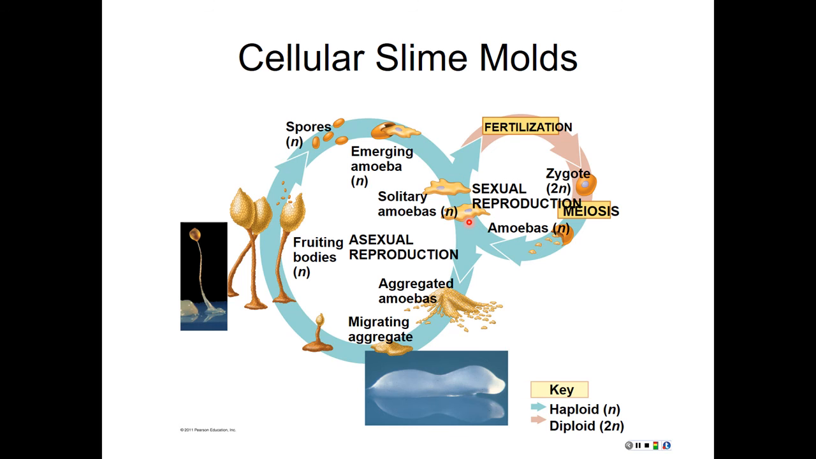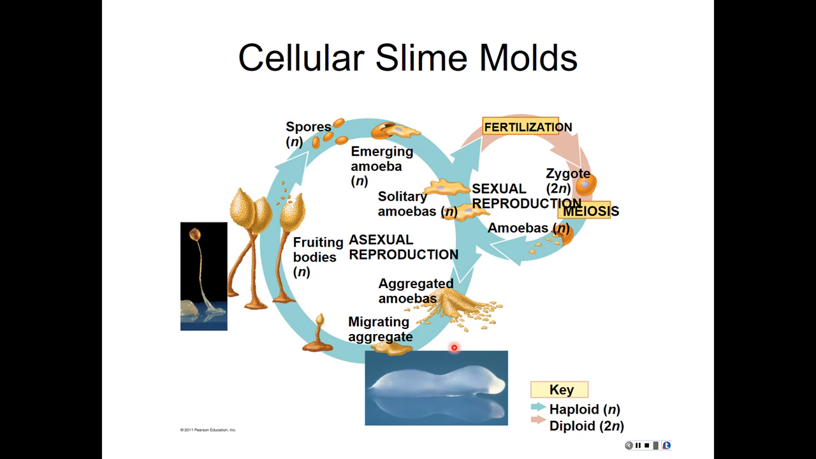And this aggregation is similar to a plasmodium, but the cells remain separated by a plasma membrane. So it's not like one big cell with many nuclei. It's basically a bunch of aggregated amoebas. So here's an actual image of one of these. It kind of looks like a slug a little bit, and this little aggregate will migrate around looking for food.